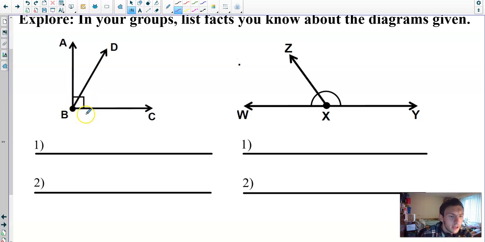Now, how many angles do you see in this diagram? I see 3 angles. I see the big one, which is 90 degrees, and they drew the box. I see this one, A, that goes from A to B to D. Let me draw it in purple. That angle right there, that's a second angle. And I also see a third angle.